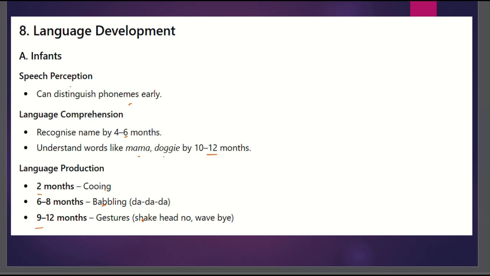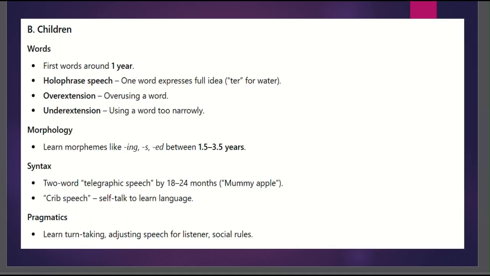Children say first words at 1 year. They use holophrase speech, such as using one partial word for meaning. Overextension means using a word for too many objects. Underextension means using a word too narrowly.